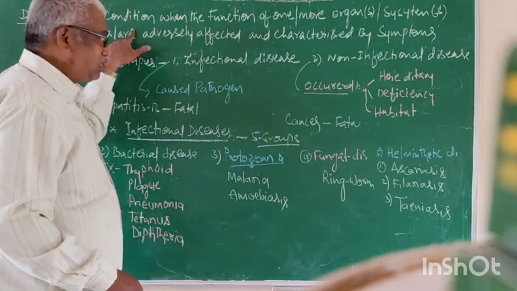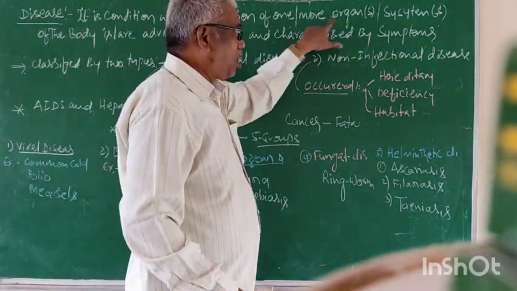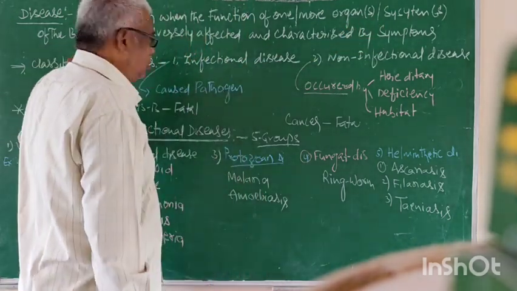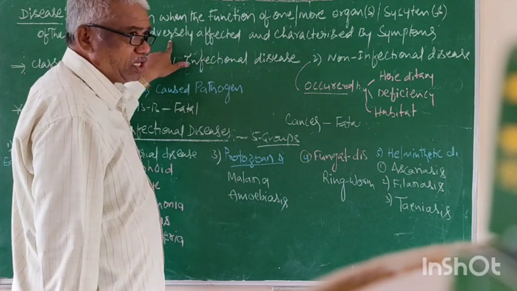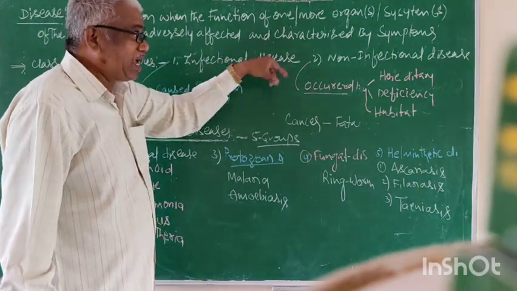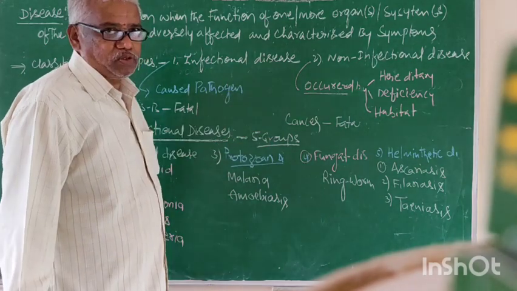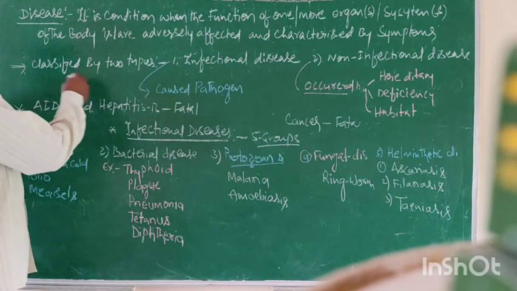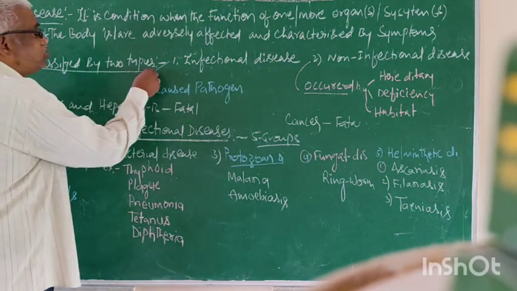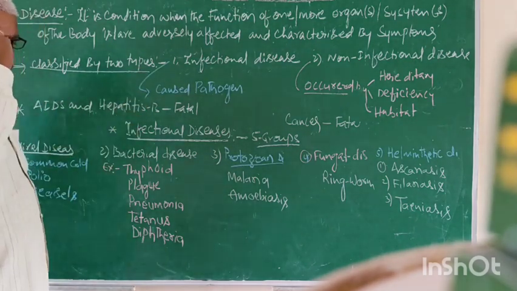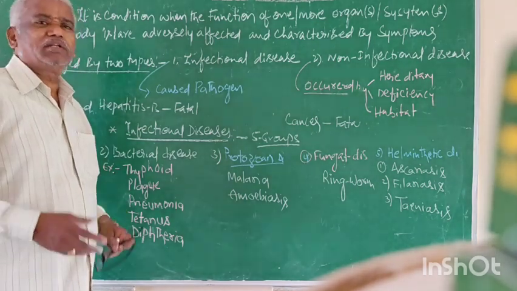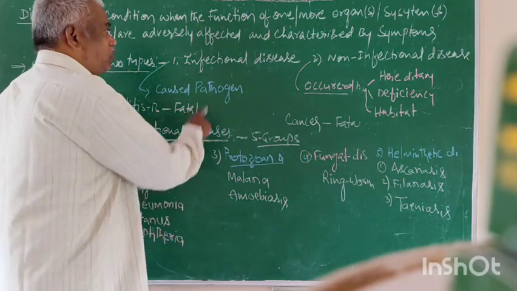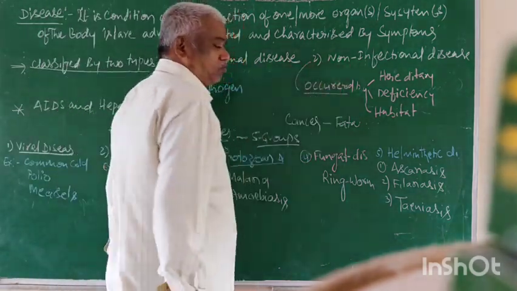Disease is the condition when the functions of one or more organs or organ systems of the body are adversely affected, meaning badly affected, and characterized by symptoms. This is the definition of disease. Now, diseases are classified into two types according to the NCERT book. There are many types, but according to NCERT, they are infectional disease and non-infectional disease.